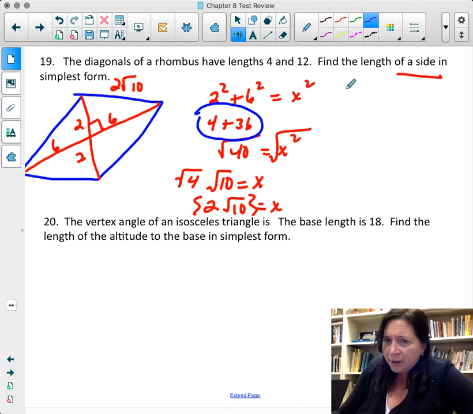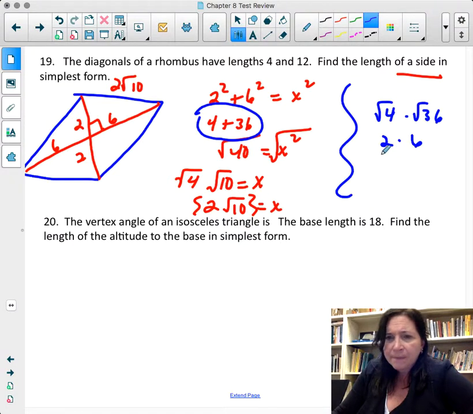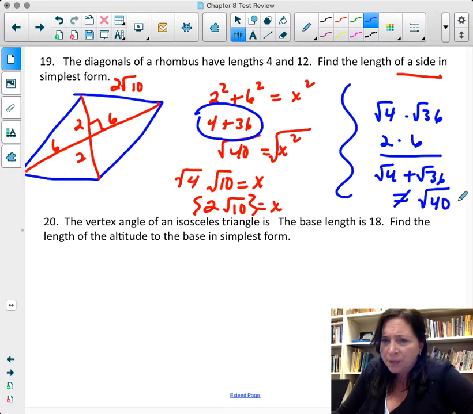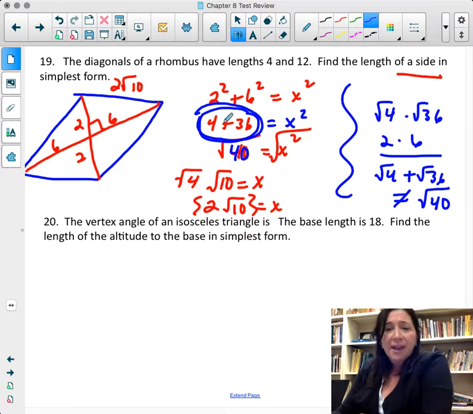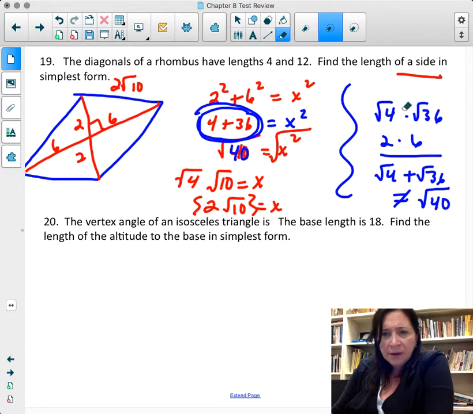While the square root of 4 times the square root of 36 is 2 times 6, the square root of 4 plus the square root of 36 does not equal the square root of 40. You need to be very careful. Do not square root these, even though this is equal to x squared. You have to add those first and get the square root of 40. Find the sum, then square root. Okay, be very, very careful.